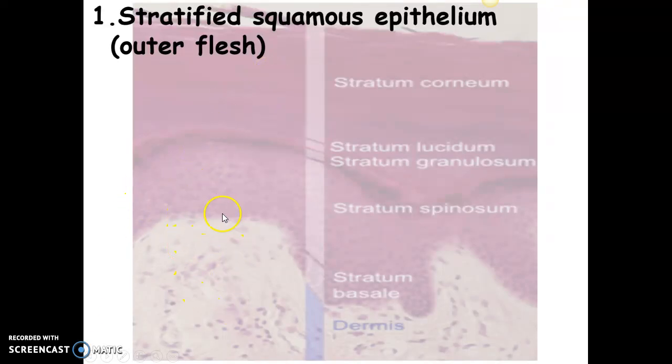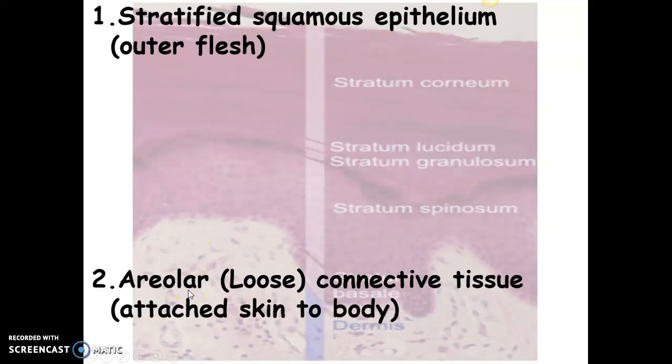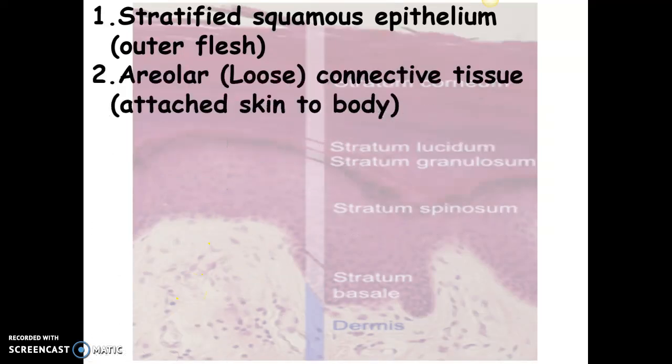Below that, you hit the dermis down here. The dermis is made up of a dense connective tissue and a loose connective tissue, areolar. As I said earlier, loose connective tissue. I wish we dissected the cats because it looks just like cotton. It's so loosely organized down there.